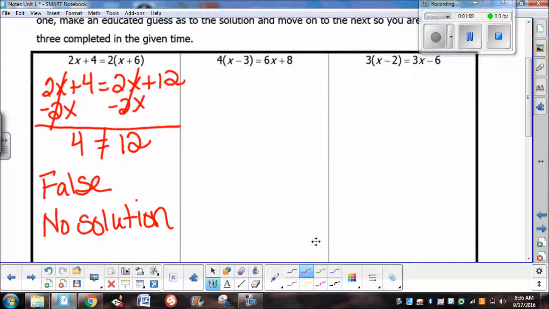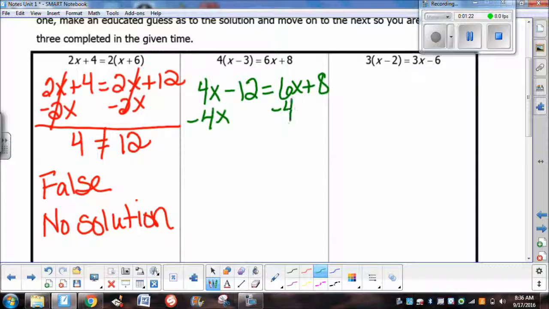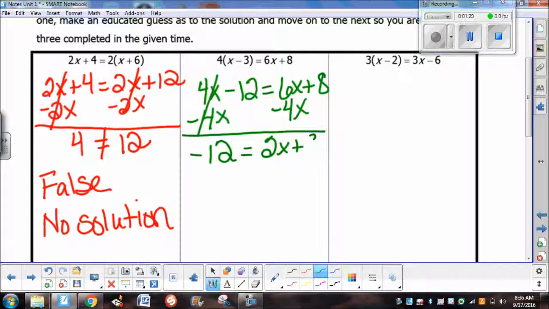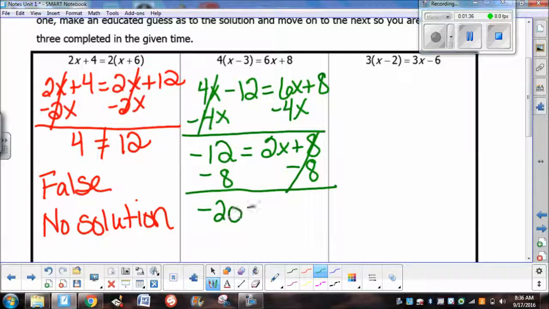Let's take a look at the one right next to it. Start with the distributive property. 4x minus 12 equals 6x plus 8. I'm going to choose to subtract 4x from both sides. So far we look pretty good. Negative 12 equals 2x plus 8. And now I'm going to move the numbers, or the constants, to the right. I get negative 20 equals 2x. If I divide by 2, I get x equals negative 10.